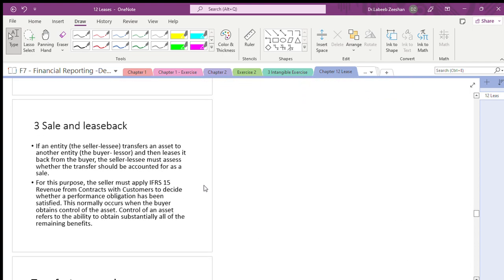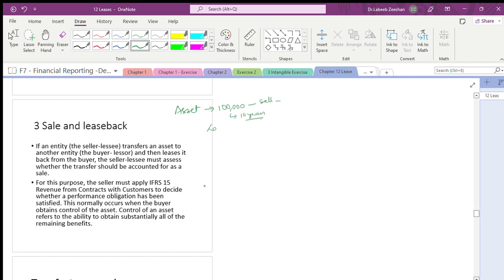Now, sale and lease back. This happens in most cases; most business is done on this basis only. Why does it happen? Assume you are doing business, and you have an asset worth 100,000 reals. You will sell it for 100,000. Assume the life of the asset is 10 years.